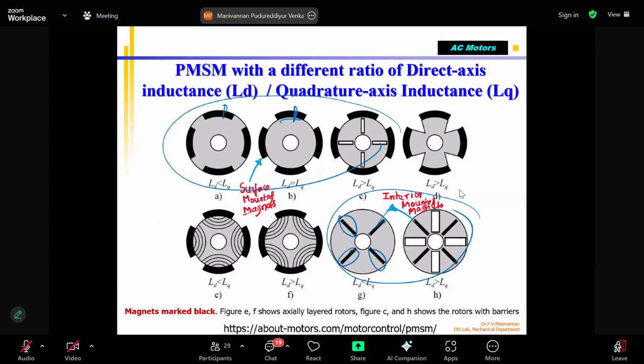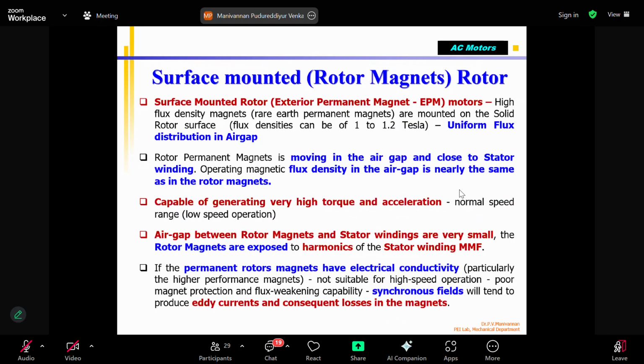Because flow is directly proportional to the compression ratio. Please see that in this parameter the flux density is the same.